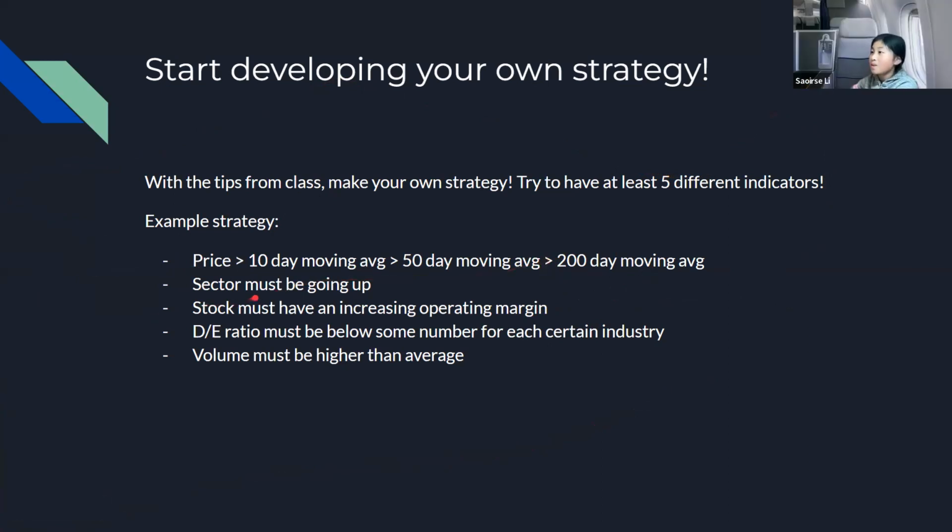A bunch of stock companies must have an increasing operating margin. An operating margin basically is the amount of money that's left over from the revenue of a stock after they pay their workers. I think I told you guys about that. And the DE ratio must be below some number for each certain industry. Like real estate, their DE ratio could be up to 10 and still be really good. But energy is much lower.